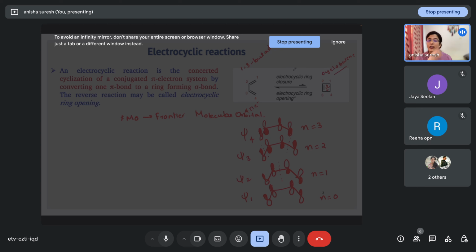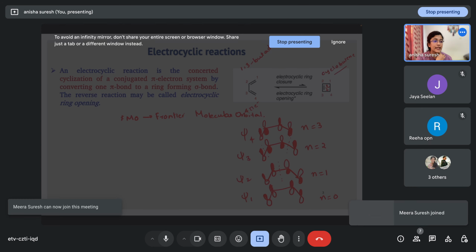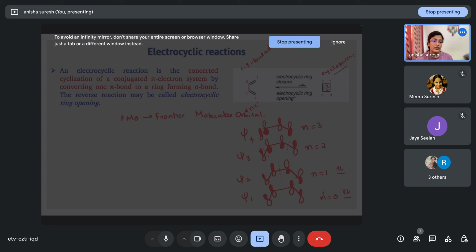And we know in the case of 1,3-butadiene, it is a four electron system. So the electrons will be occupying the FMOs in this fashion. In Psi 1 and Psi 2 the electrons will be occupying, and these two will be empty. So Psi 2 will be the HOMO, highest occupied molecular orbital, and Psi 3 will be the LUMO, lowest unoccupied molecular orbital. This is the ground state electronic configuration which we will be following for the thermal method.